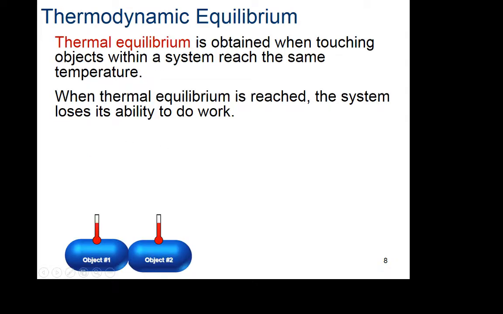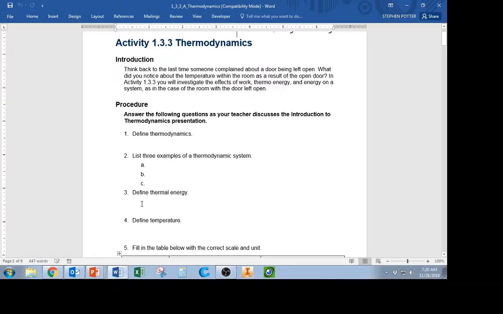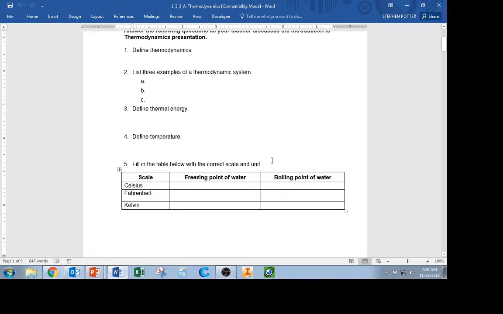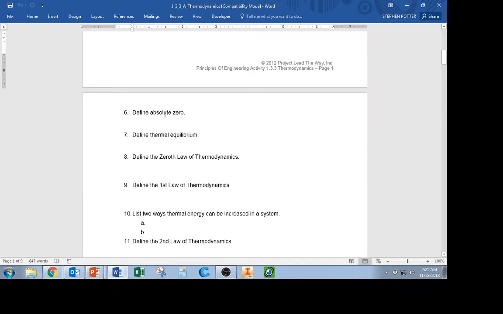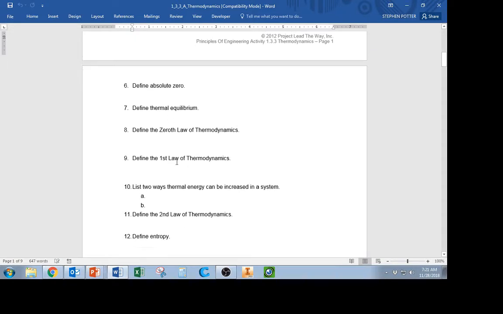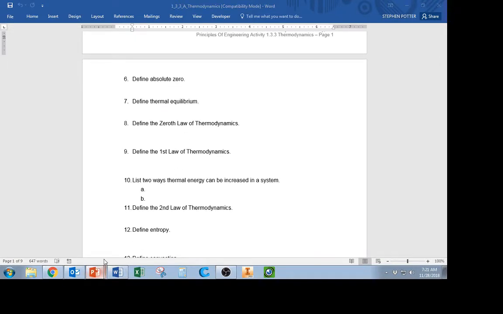The next big thing on our note sheet, so we defined thermal energy, temperature, we filled out our different temperature scales. We know what absolute zero is. Absolute zero is the coldest possible temperature, and as we saw in the animation, once you get to absolute zero, the particles stop moving completely. Since we're measuring the average kinetic energy, if there is no kinetic energy, then the temperature is zero. Okay, so now we're going to define thermal equilibrium and a couple of the laws of thermodynamics.